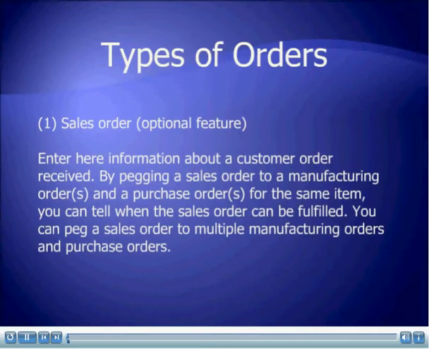There are various types of orders. 1. Sales order. Enter here information about a customer order received. By pegging a sales order to a manufacturing order and a purchase order for the same item, you can tell when the sales order can be fulfilled. You can peg a sales order to multiple manufacturing orders and purchase orders.